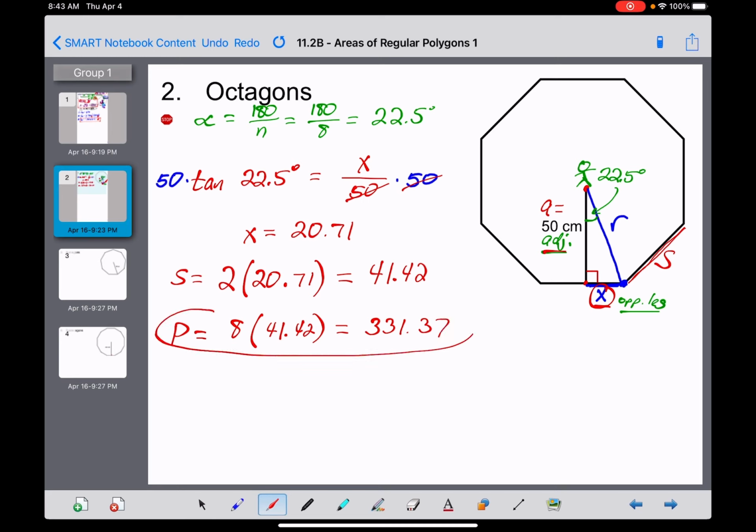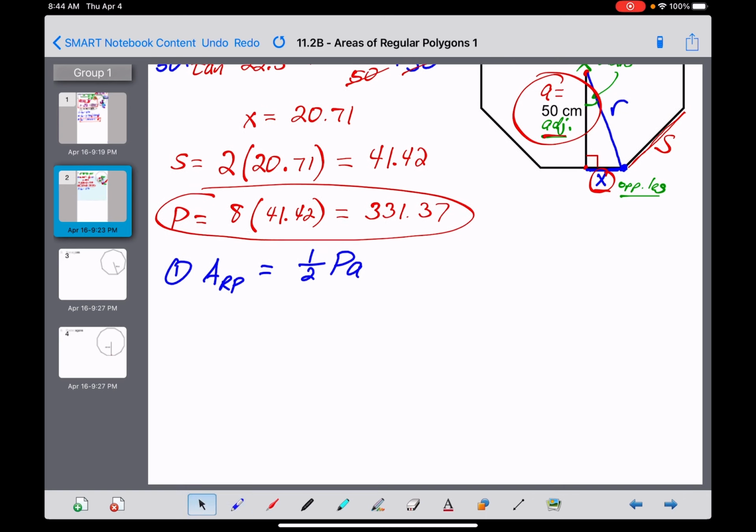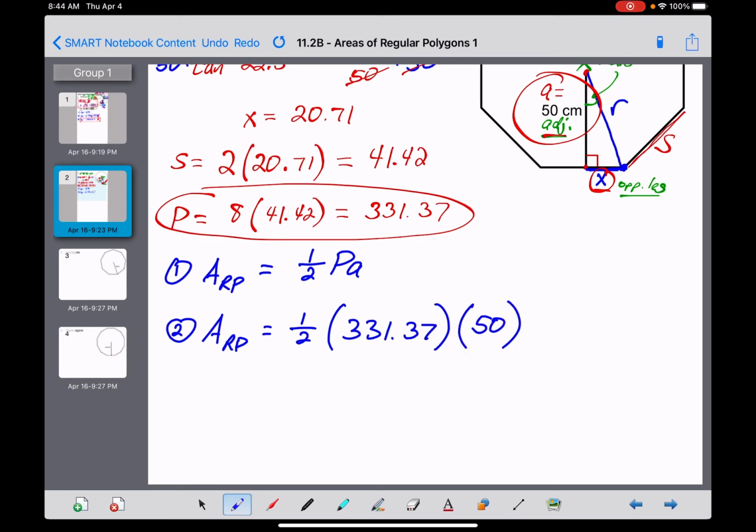And where are we right now, guys? We know our perimeter, that's right there, and we already knew our apothem right there. So that means we've got everything we need to go to the formula for the area of a regular polygon, which is 1/2 times perimeter times apothem. Let's keep writing it, let's keep saying it as much as we can. Step 2, fill in what you know. Area of the regular polygon is 1/2. The perimeter we said was 331.37, although that's rounded, and the apothem was exactly 50.